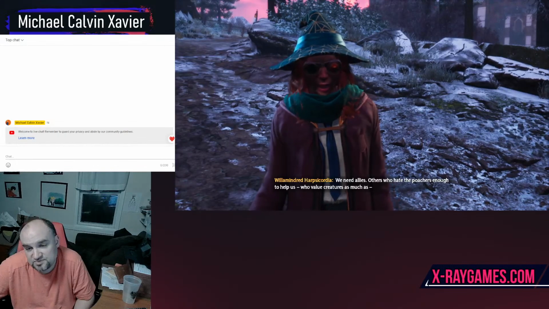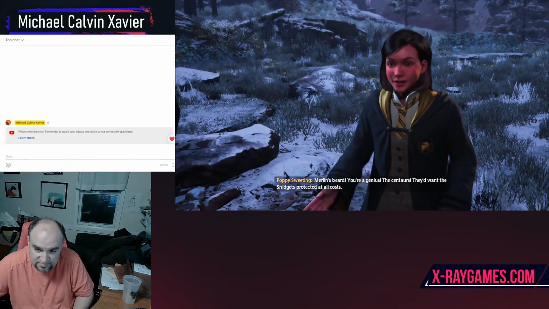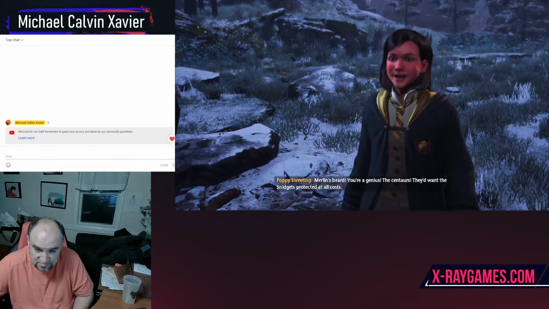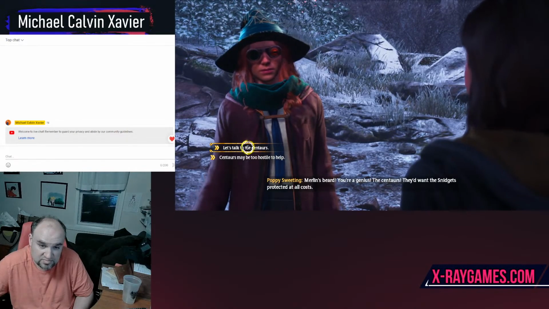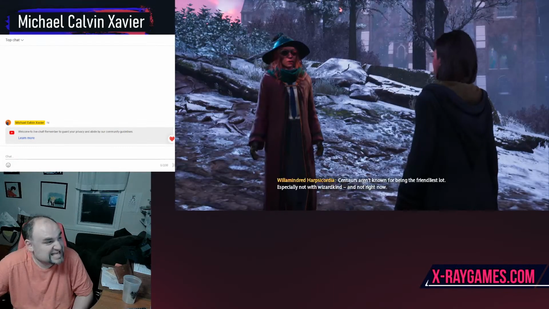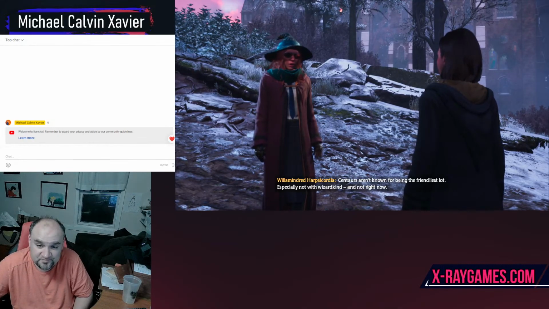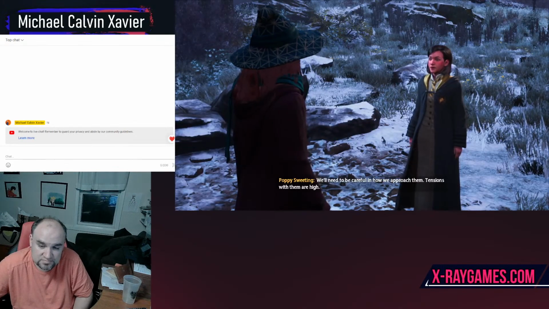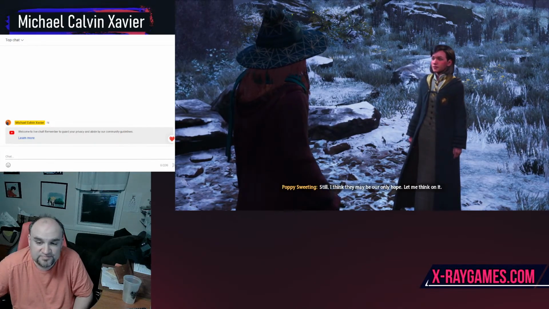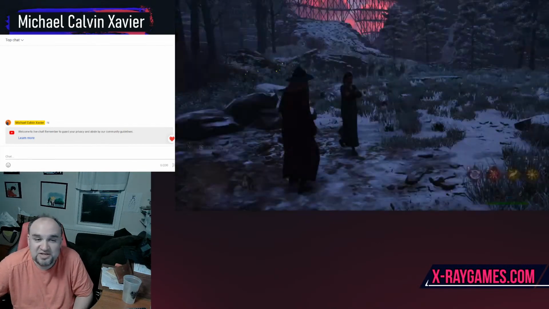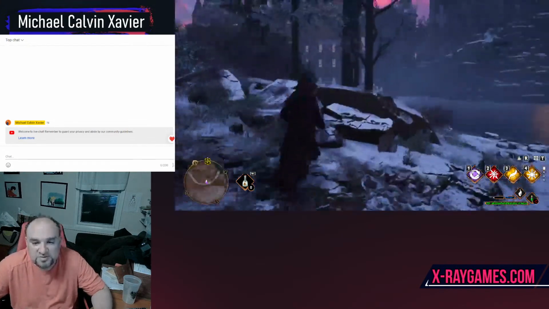We need allies. Others who hate the poachers enough to help us. Who value creatures as much as... Merlin's beard! You're a genius! The centaurs! They'd want the Snidgets protected at all costs. Centaurs aren't known for being the friendliest lot. Especially not with wizard kind. And not right now. We'll need to be careful in how we approach them. Tensions with them are high. Still, I think they may be our only hope. Let me think on it. Obi-Wan Kenobi, you're our only hope. I'll let you know as soon as I have a plan. Oh, jeez.